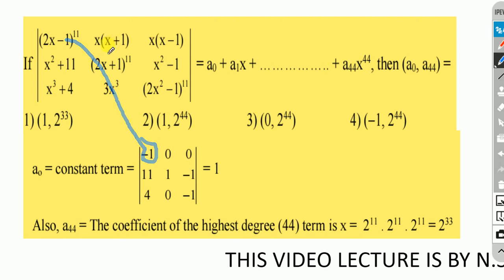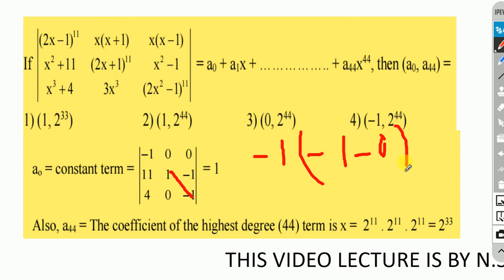When you give x equal to 0, this is 0 and this is also 0. Here I have 11, here I have 1, here I have minus 1, here I have 4, here I have 0, and minus 1 to the power of 11 is minus 1. So when you expand this, you can observe I have two elements in the first row as 0. Expand along the first row: minus 1 into minus 1 is plus 1, minus 0, which is equal to plus 1 here. So a naught is 1.